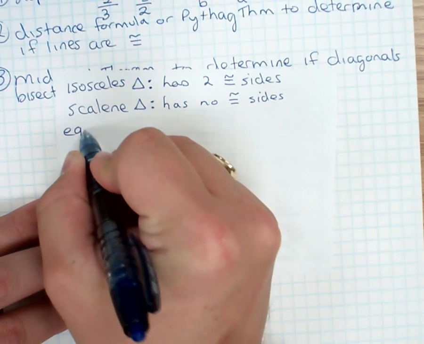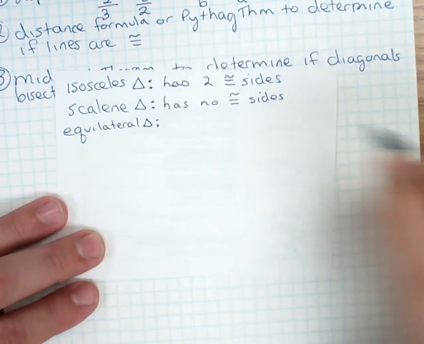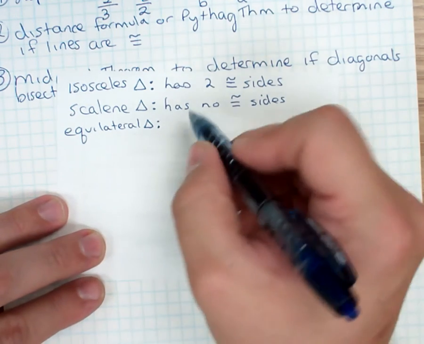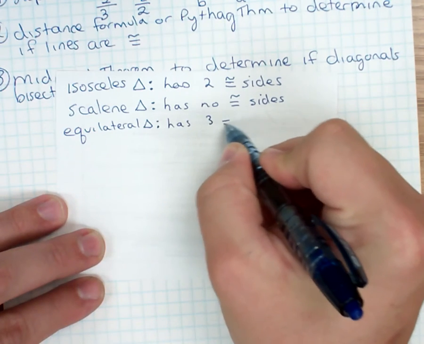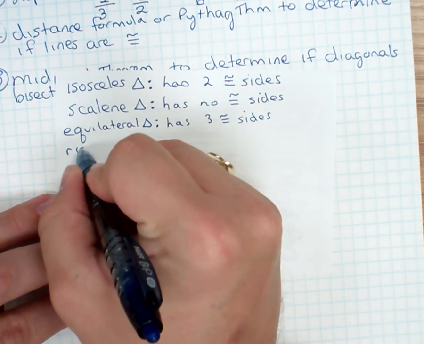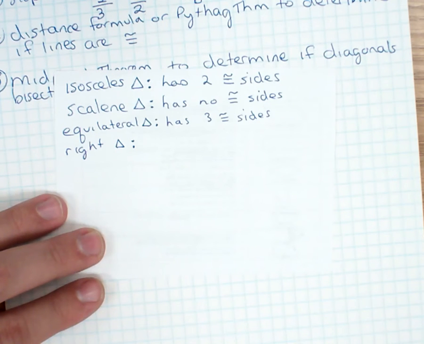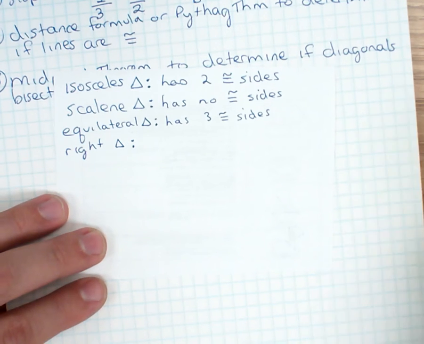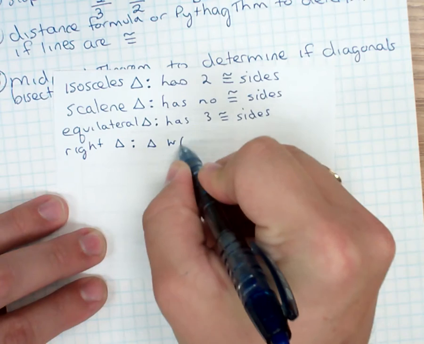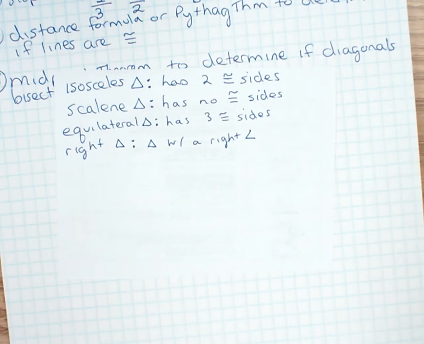An equilateral triangle, it's in the name. Can you tell what it's going to be? Has three congruent sides. And then we have a right triangle. And you guys know what a right triangle is, right? A triangle with a right angle. And for now, that's as far as we're going to classify using triangles. Okay?